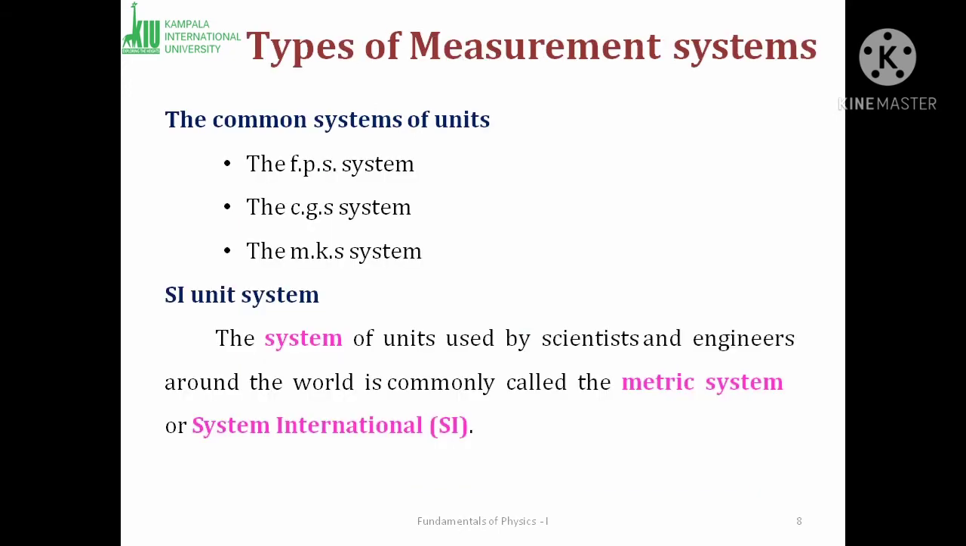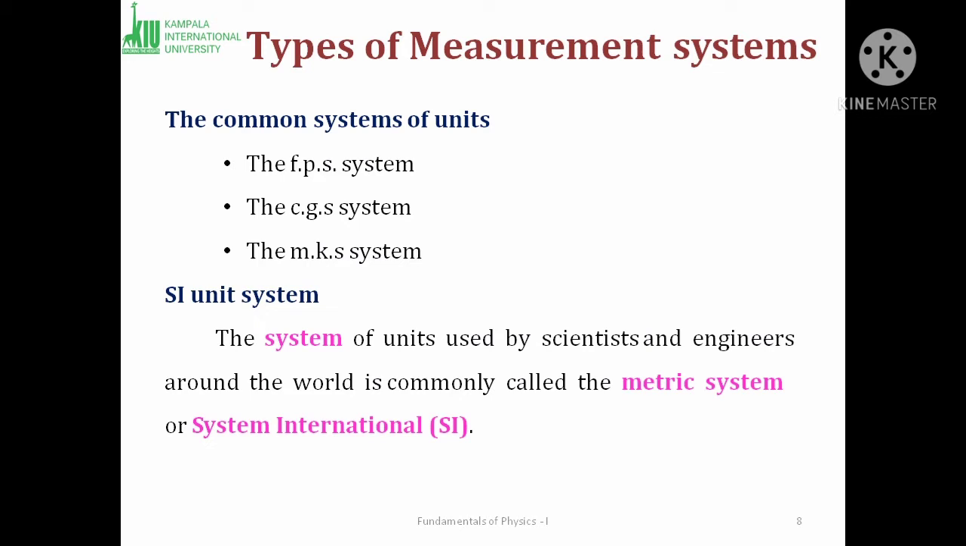Then the common systems of unit. There are three common systems, that is FPS system, CGS system, MKS system. FPS, that is foot, pound and second, right, which is used for measuring the length, mass and time. F foot, that is for measuring the length. P pound, that is used for measuring the mass. And S second, that is used for measuring the time.